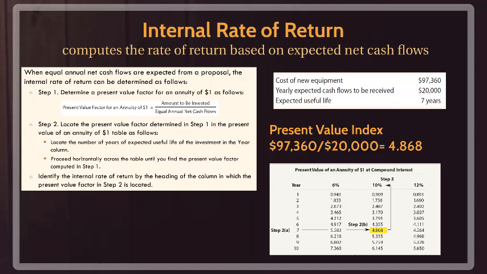Then what we're going to do is pull up that present value of an annuity table. We know that the expected useful life is 7 years. So we'll go across the 7-year mark until we hit that factor, that 4.868 that we just figured out. And then we can look and see what column that rate of return represents. In this example, it represents a 10% rate of return, or internal rate of return.